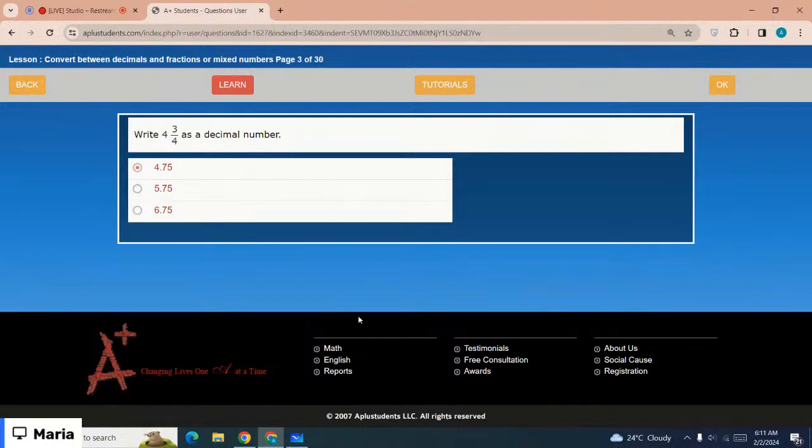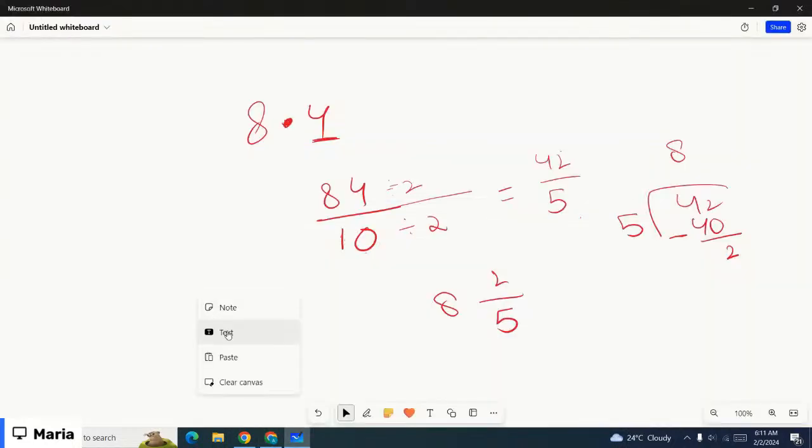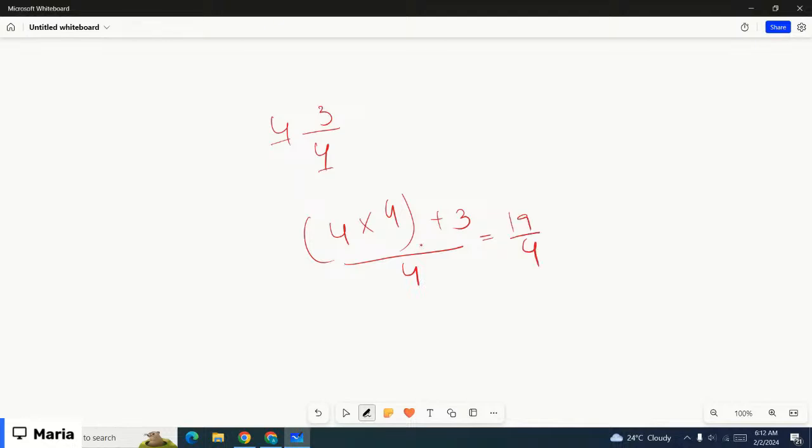Okay, you have to write down the answer as a decimal, right? 4 whole 3 over 4. First, let's convert this mixed number to a proper fraction. How do we do it? We need to multiply the whole number times the denominator, that is 4. You need to do 4 times 4. You need to add 3 and the denominator is the same, right? So 4 times 4 is 16, 17, 18, 19. 19 divided by 4, right? You need to write the answer in the fractional form, so just divide 19 by 4.